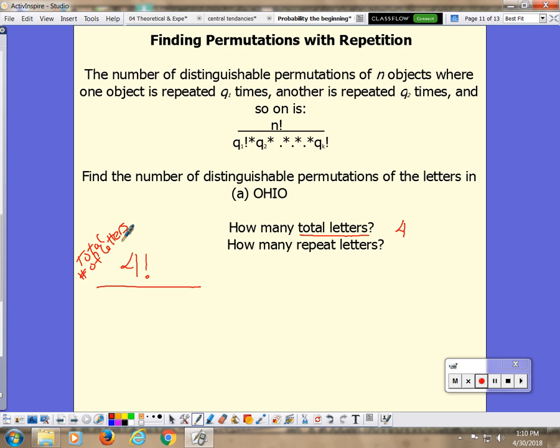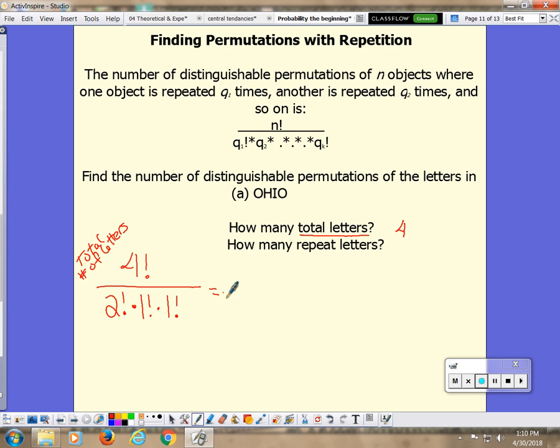On the bottom, we're going to look at each letter. Does O repeat? Why, yes, it does. How many times does it repeat? 2 factorial. Times H. How many H's do I have? I have 1, so that's 1 factorial. Times, how many I's do I have? 1, so that's 1 factorial.